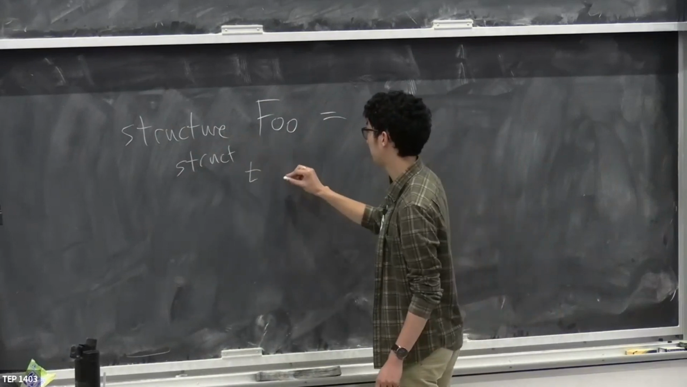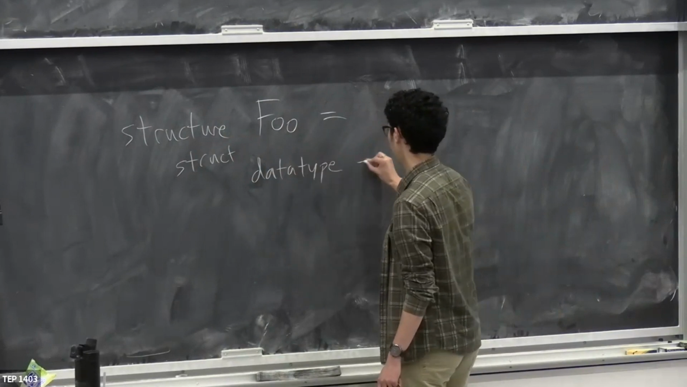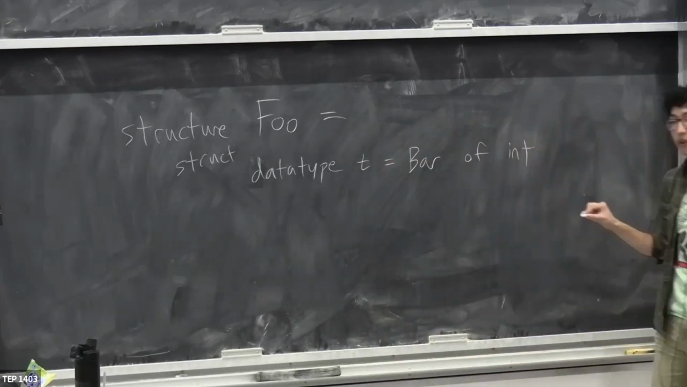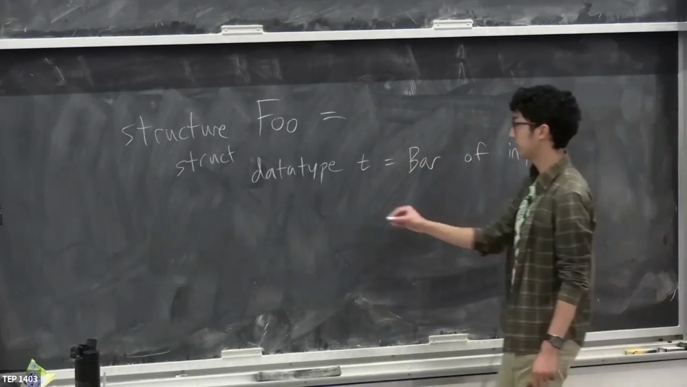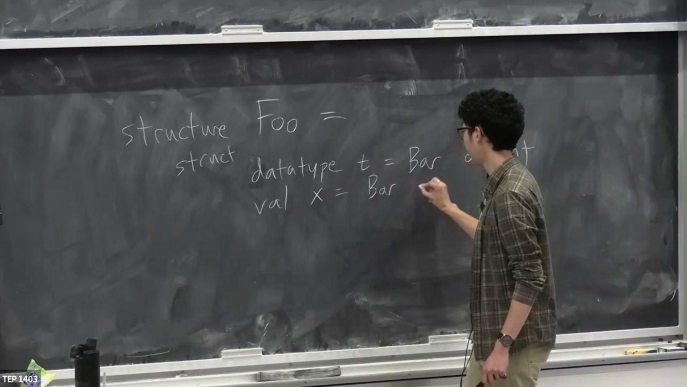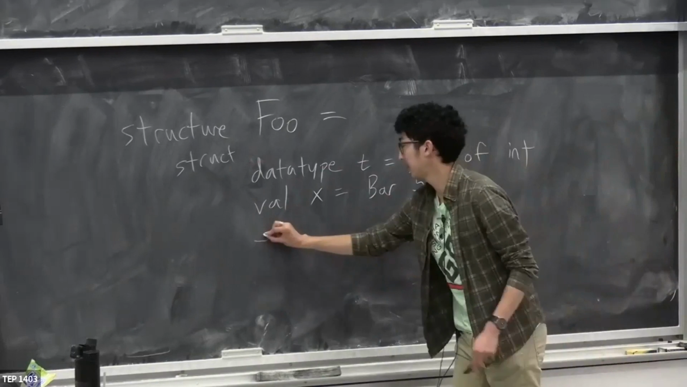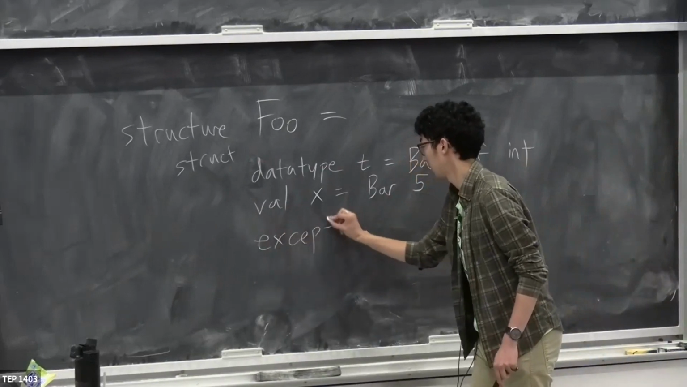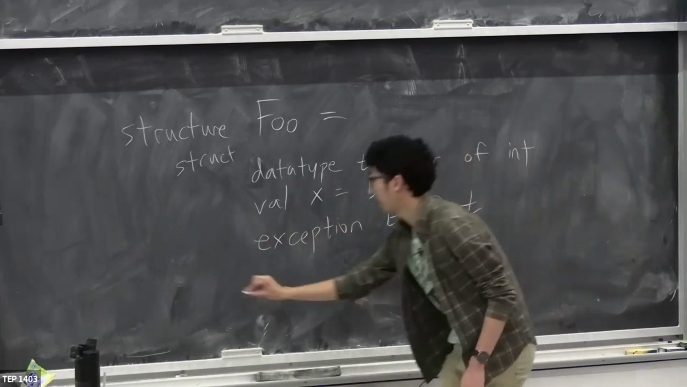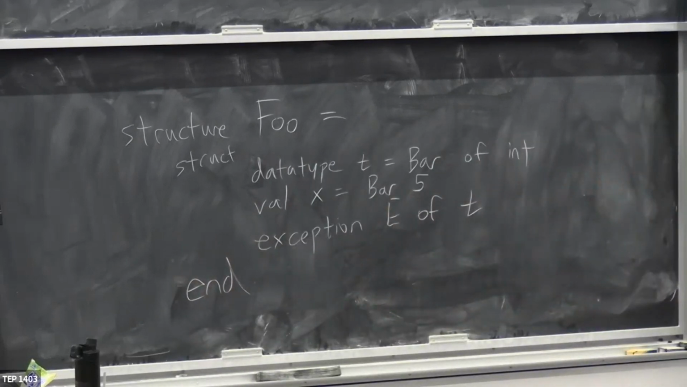So we can say, for instance, I'm going to say datatype t equals Bar of int. I can put a datatype declaration inside of my structure. What's something else I can do? I could say val x equals Bar of 5, which should be of type t, right? And then I might also say exception E of t. And then I finish it off with an end. And this is a valid example of a structure in SML.